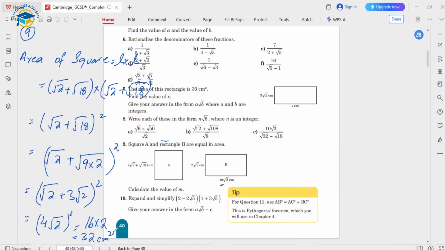This is basically the area of the square that we got. Okay. Next, we need to work with the area of the rectangle. Area of rectangle.